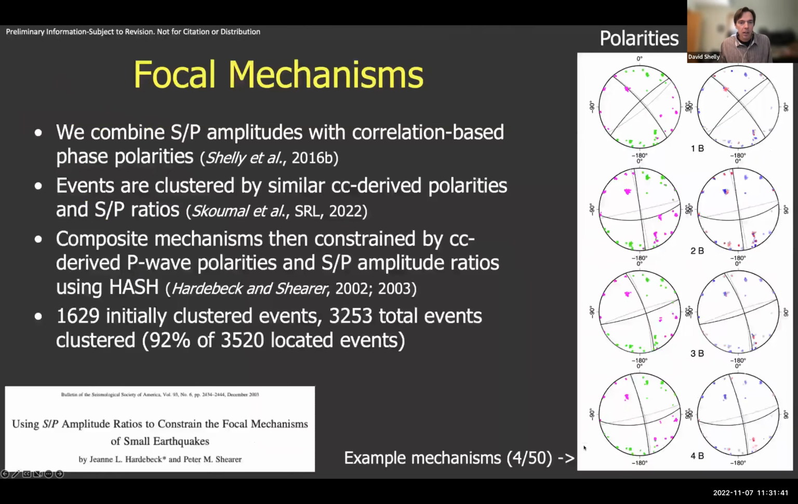So we combine S to P amplitude ratios with correlation-based phase polarities. We cluster events that have similar patterns of polarities and S to P amplitude ratios. And then, like we were doing before, we compute composite mechanisms for groups of similar events. So in total, we finally arrive at mechanisms for more than 3,000 events. That's over 90% of those 3,500 located events. For reference, there were fewer than 400 events in the original routine catalog.